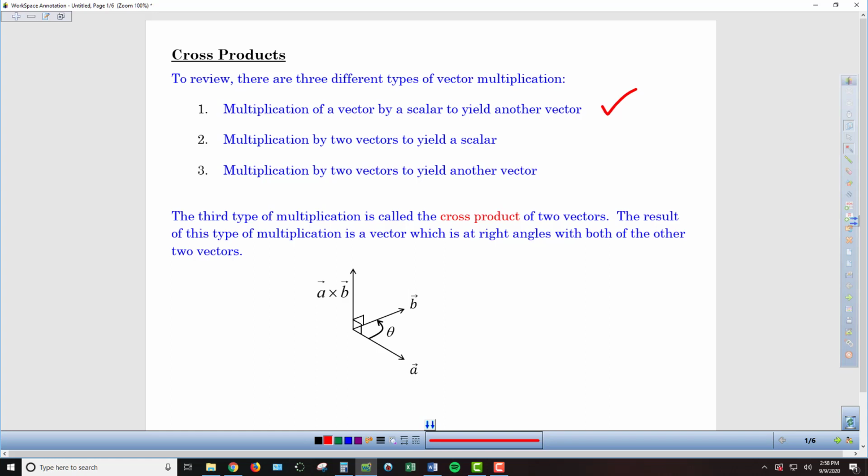So vector times a scalar gives us another vector. And then the main focus of the last lesson was the dot product. So the dot product gave us a scalar. So we take two vectors, multiply them using the dot product formulas, and you end up with just a number.